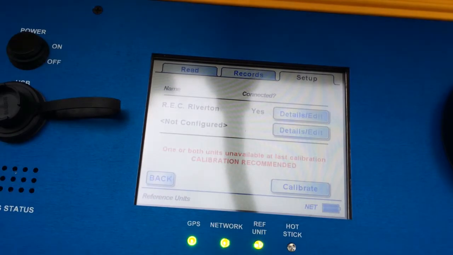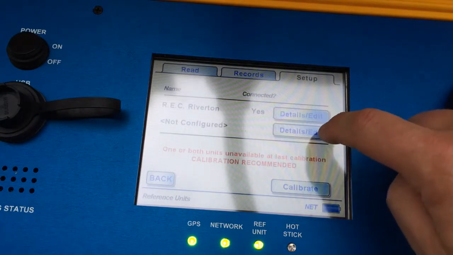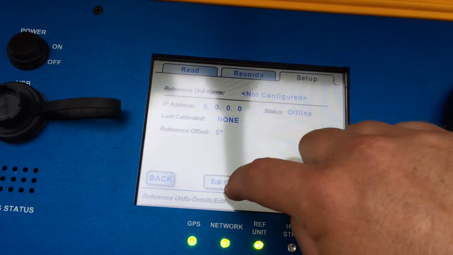All right, you see the Riverton connected. It displays the appropriate name and also says connected. Now I'm going to enter in the one at First Energy.